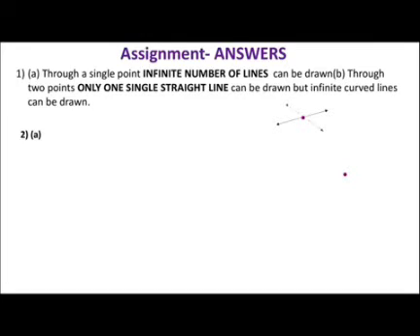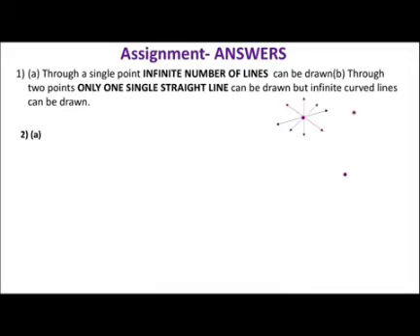So I have one point. Now I have drawn one line, two lines, three lines, four lines, and so on. So through one single point, infinite number of lines. Whenever we say lines here, we mean straight lines, children. Unless we specify curved lines, we always mean straight lines.